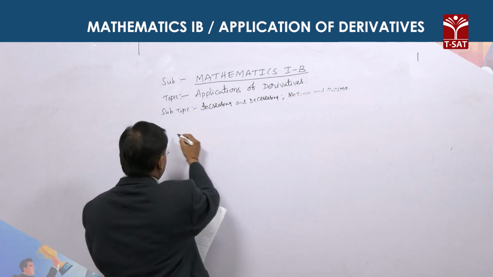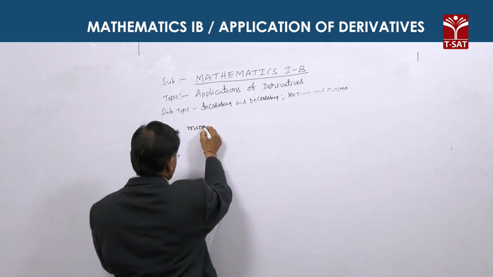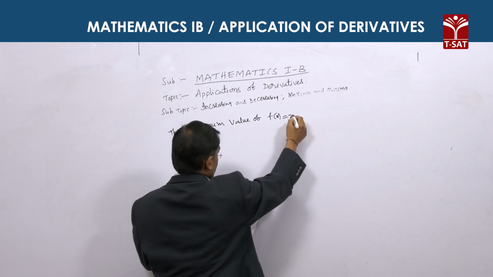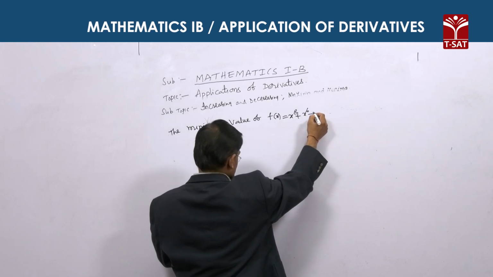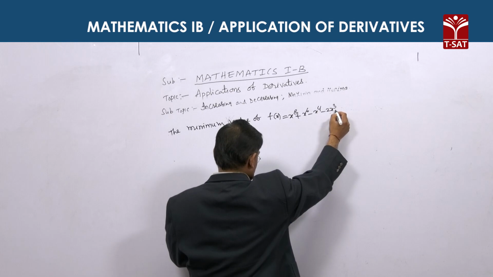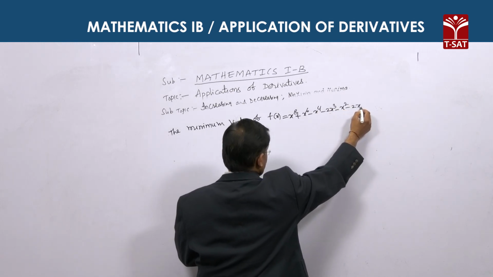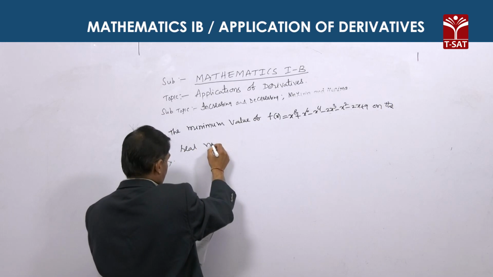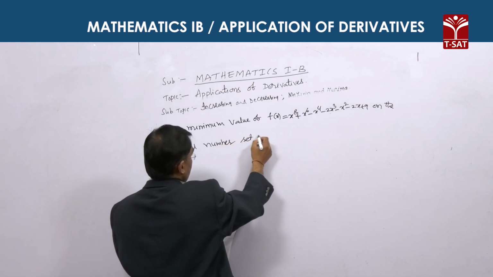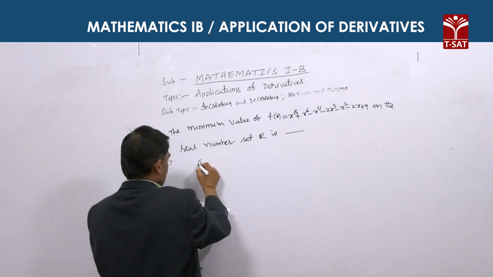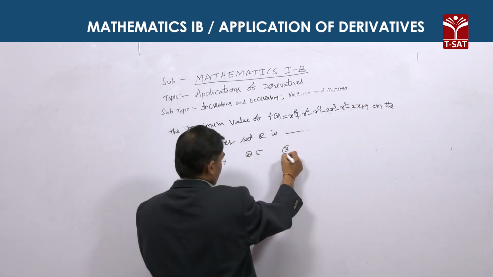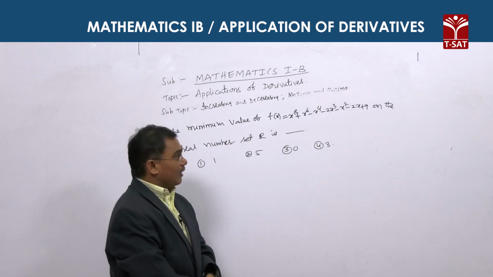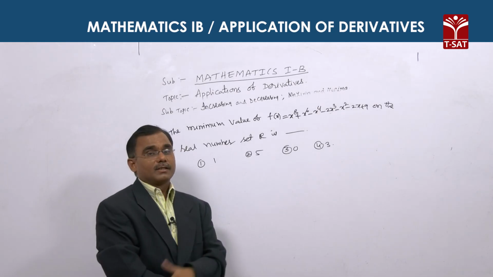Right, next problem: the minimum value of f of x equal to x power 8 plus x power 6 minus x power 4 minus 2x cube minus x square minus 2x plus 9 on the real number set is dash. The options: first one is 1, second one is 5, third one is 0, fourth one is 3. Right, find the minimum value of the given function over the set of real numbers.